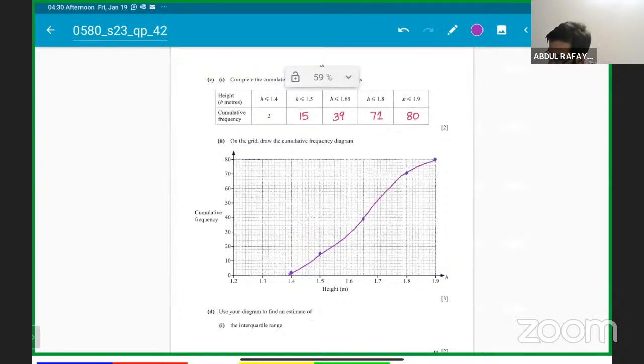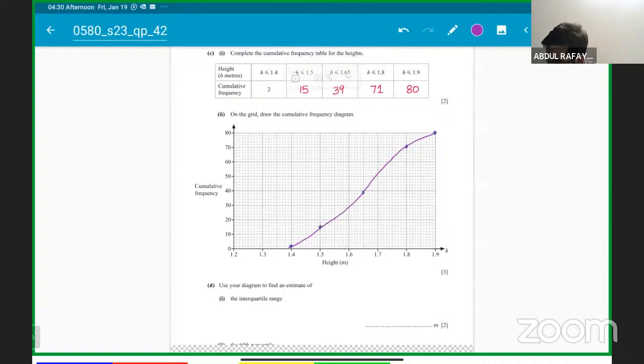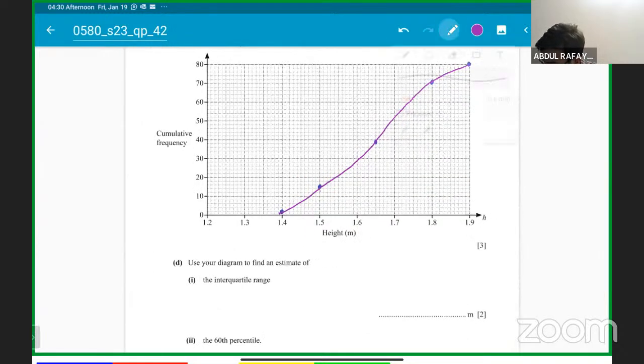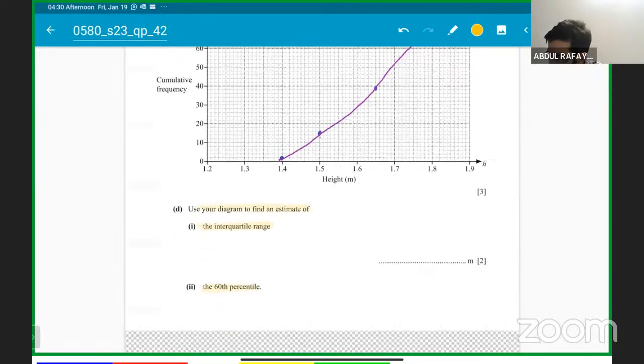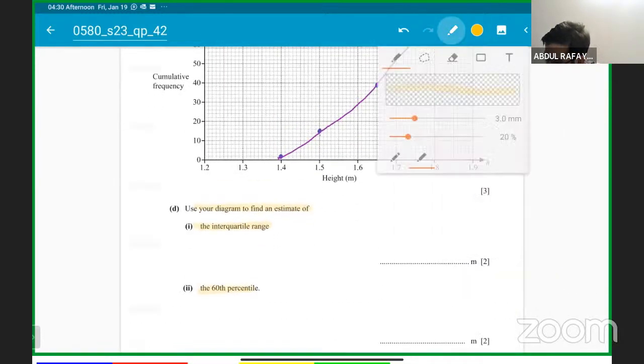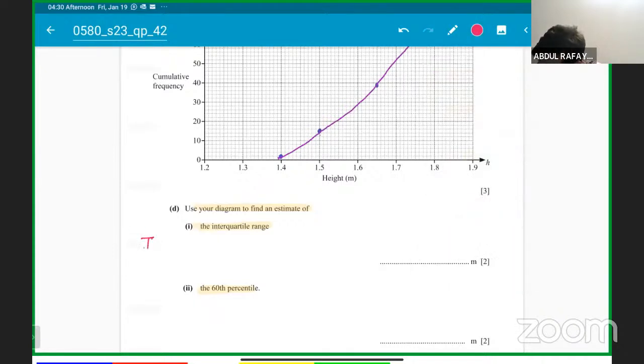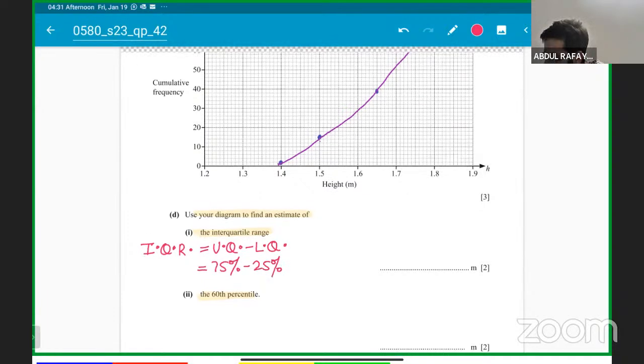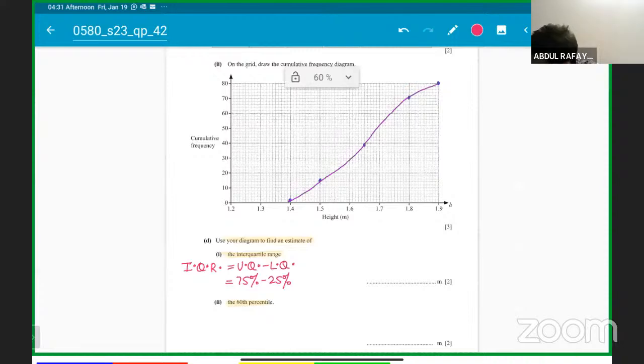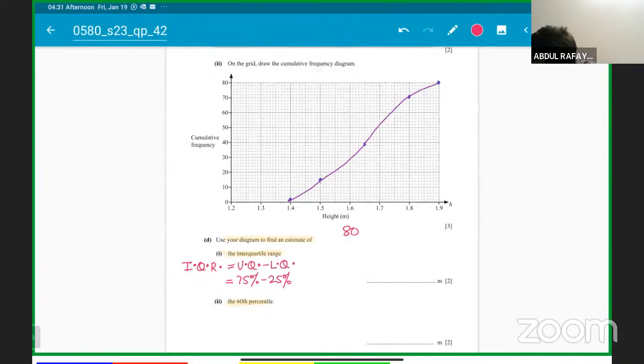Use the diagram to find an estimate of the interquartile range and the 60th percentile, for 2 marks. You have discussed very clearly again and again that interquartile range is basically upper quartile minus the lower quartile, students. So it will be 75% of data minus 25% of the data. So you can say that we have 80 children into 75% data. That will be how much?